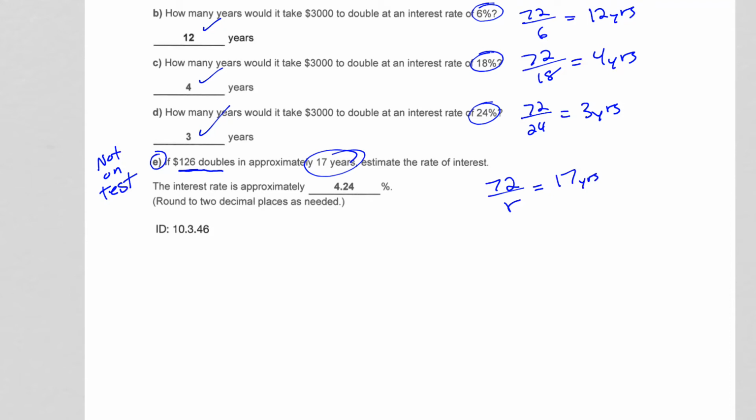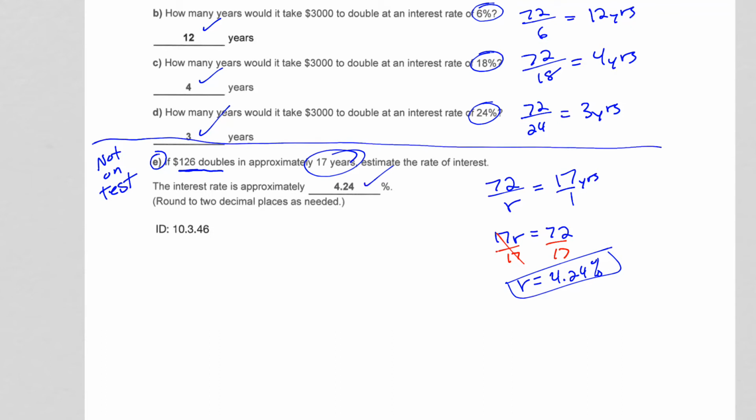So if you know the answer is 17 years, what is the interest rate? Basically, you can put 17 over 1 and cross multiply. That's going to give you 17R equals 72. Divide both sides by 17, and you get 4.24. Okay? So no big deal. Just a little twist to the rule of 72, but it's not going to be on the test. Just the basic ones, okay?